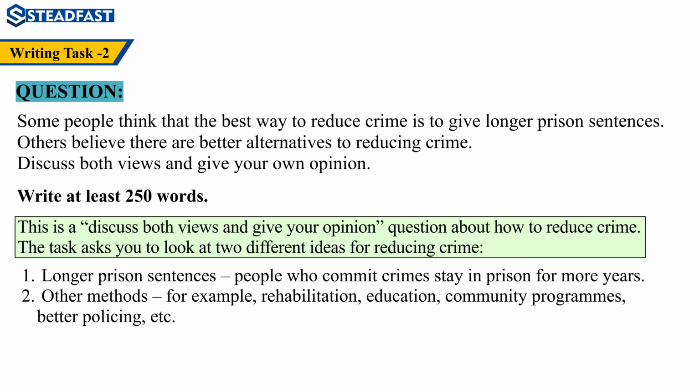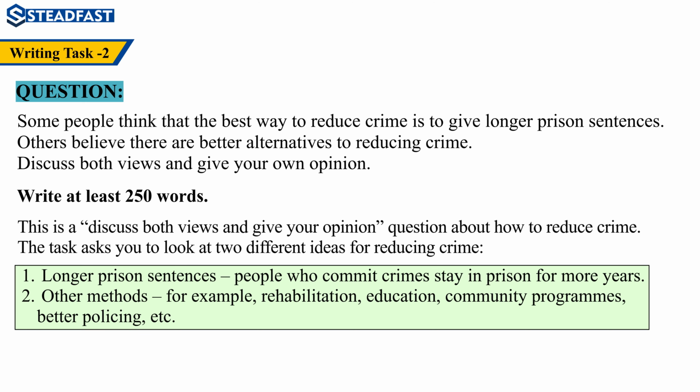The task asks you to look at 2 different ideas for reducing crime. Longer prison sentences: people who commit crimes stay in prison for more years. Other methods, for example, rehabilitation, education, community programs, better policing, etc.